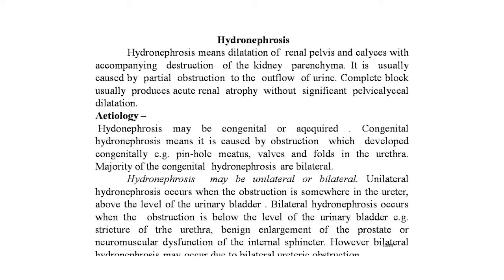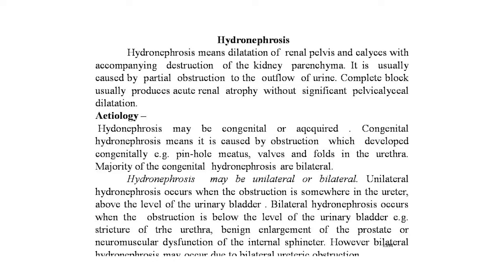Now the etiology. Hydronephrosis may be congenital or acquired. Congenital hydronephrosis means it is caused by obstruction which develops congenitally, that is the pinhole meatus, valves and folds in the urethra. The majority of congenital hydronephrosis are bilateral. Hydronephrosis may be unilateral or bilateral.